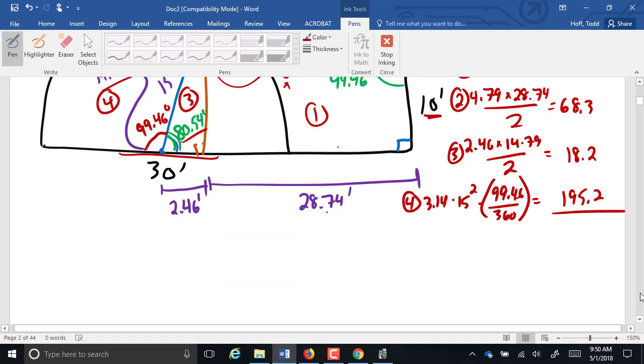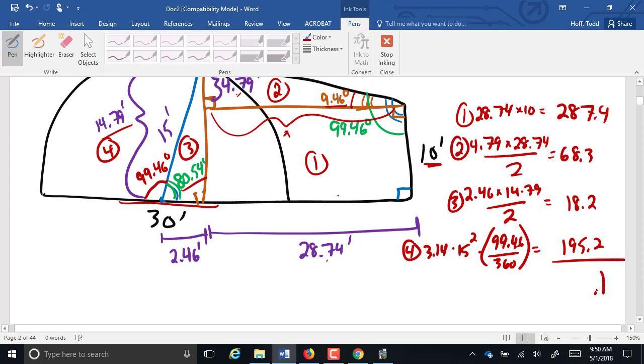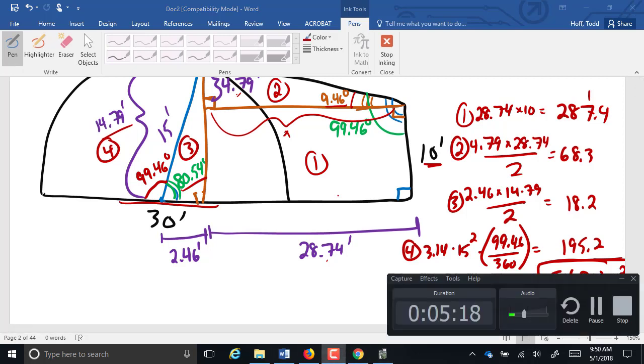So to get our area, we add those all up. It's going to give us 569.1 square feet is our area. What do you think? Not so bad? Glad to hear you say that.